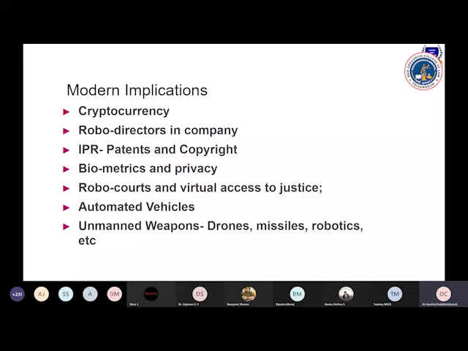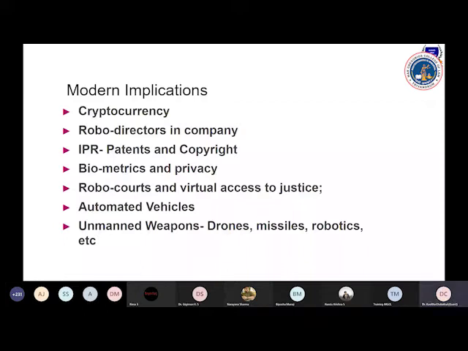Another one is the automated vehicle. With all the hassle and the problems Tesla is making, you know what is happening there. There is no man driving the vehicle. So when an automated vehicle hits someone, whom do you file a case against? Who should the insurance company file a case against?